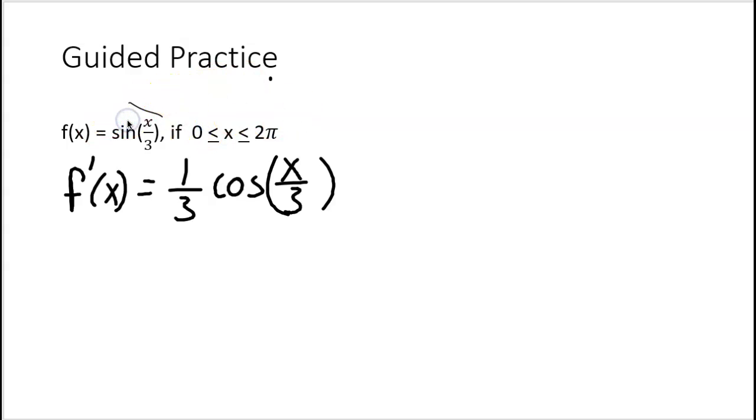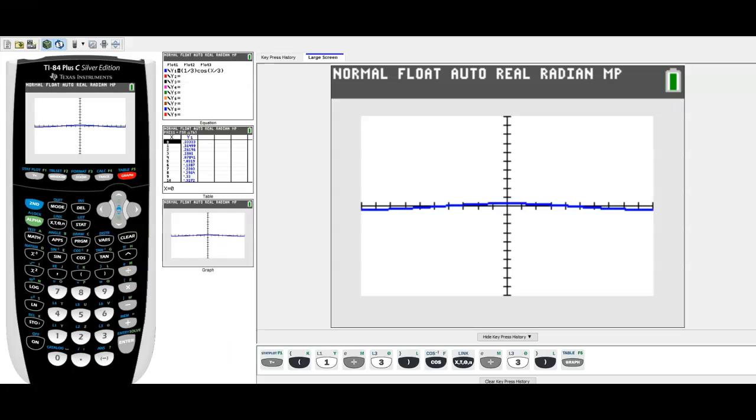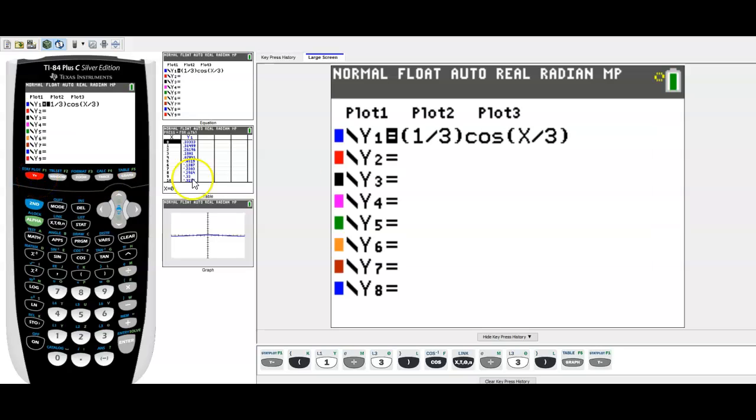All right, so now what I'd like you guys to do is go ahead and get your graphing calculators out, and let's graph this thing. All right, so this is what I have here after having graphed it. If you want to see how to type it in, you should have had this. You want to put your 1/3 in parentheses.